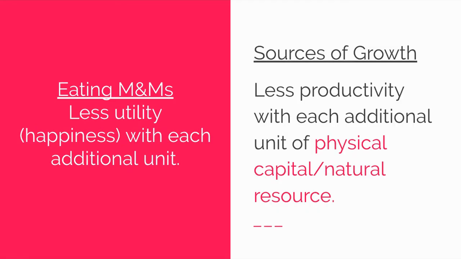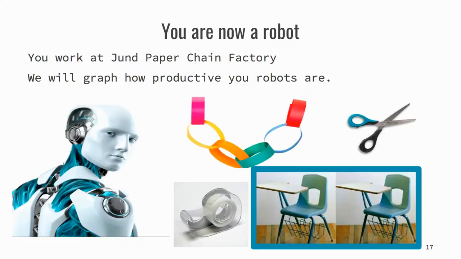So when we eat M&Ms, there comes a point where diminishing marginal utility sets in, and each successive unit brings us less and less happiness. And we can apply the same concept to the sources of growth. Each additional unit of physical capital or a natural resource actually has a point where we derive less and less productivity. Consider the simulation that we normally would have done in class.